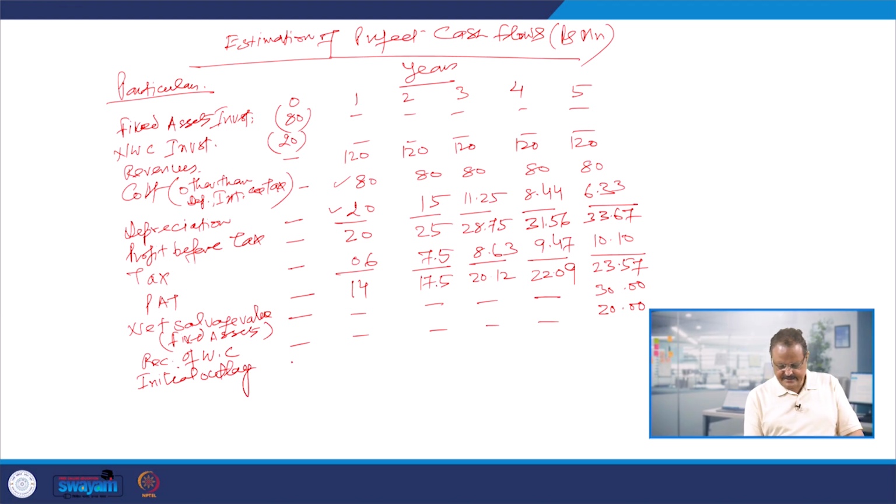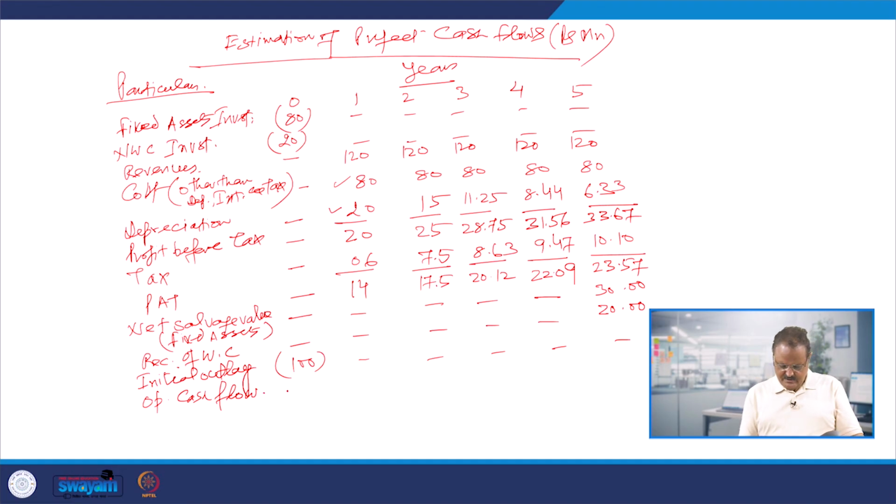Initial outlay was 100 million. This is the 100 million of initial outlay. So nothing in this. And then the next thing we have to take here is operating cash flow. Operating cash flow we have to work out now.